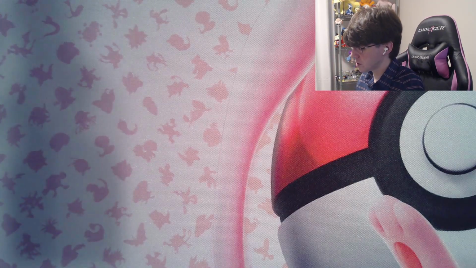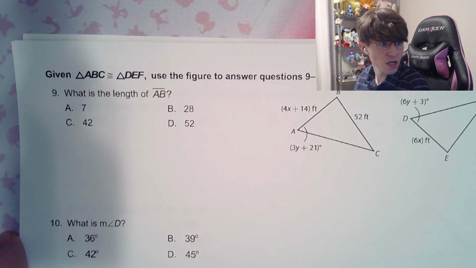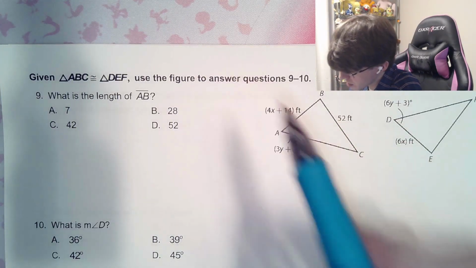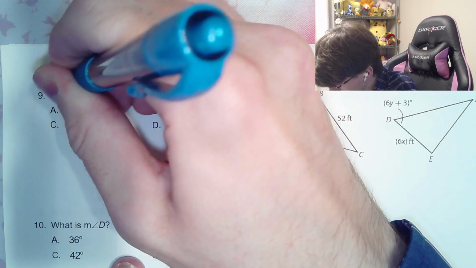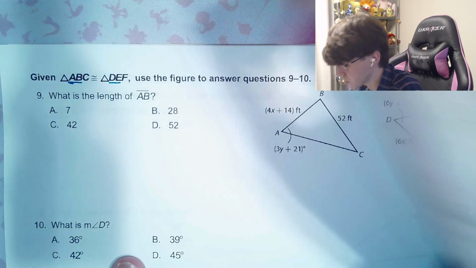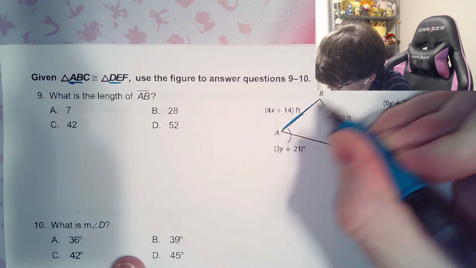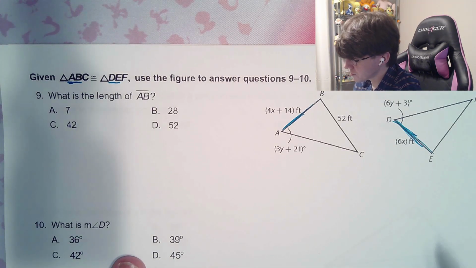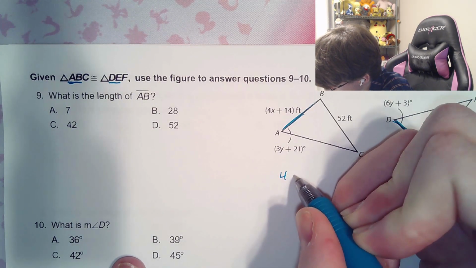So for our very next page, we are looking at question number 9 here. It says, what is the length of AB? To figure out the length of AB, we will have to remember that it does tell us about these two congruent triangles. So we have position 1 and position 2 is the same as this position 1 and this position 2. So we're looking that AB, this one right here, is the same as DE, that one right there. Luckily for us, they have already been marked up with our little information, the 4x plus 14 and the 6x. So we can go ahead and start solving our equation.